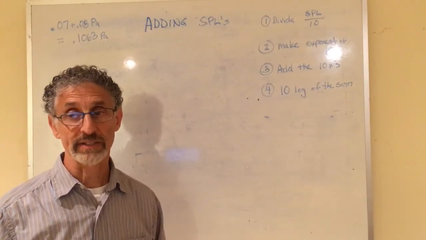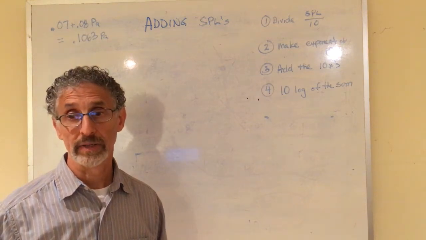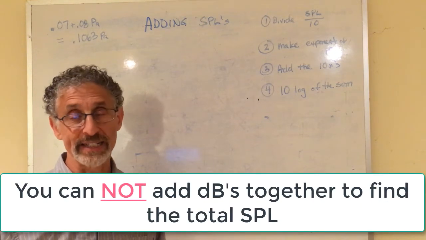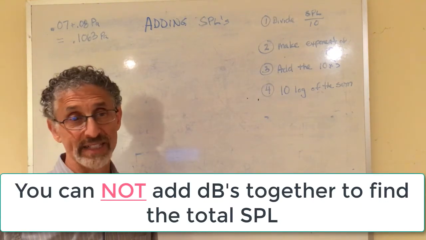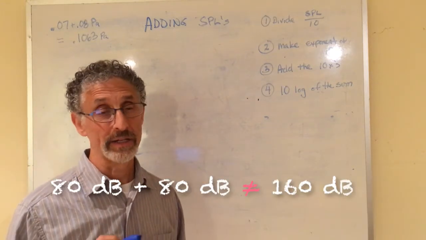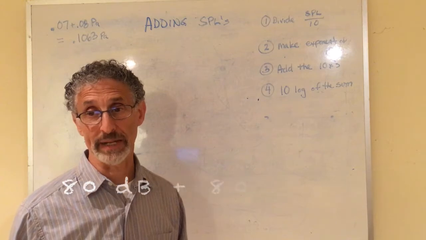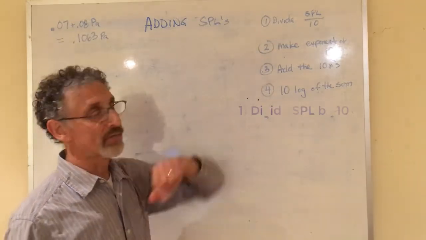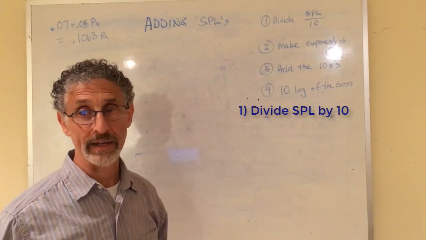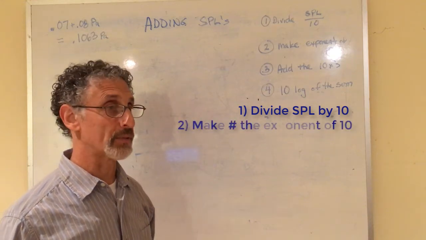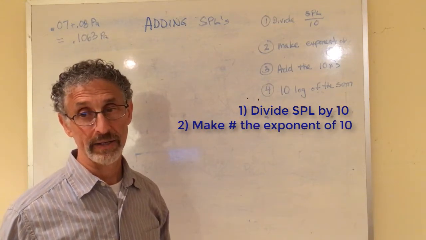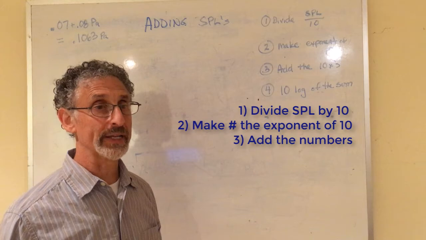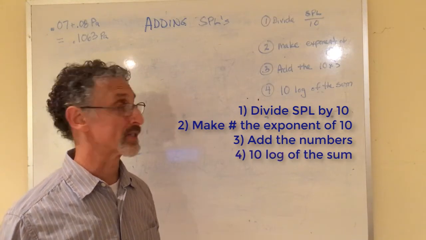Now, let's add two sounds together to find their total SPL. Because SPLs are based on a log scale, we cannot add dBs together. That is, for example, 80 dB plus 80 dB does not equal 160 dB. In order to add SPLs, we do the following. First, you divide each of the SPLs by 10. Then you make each of those numbers the exponent of 10. Then you add all of those 10 to the x's together. And finally, you take 10 log of the sum.